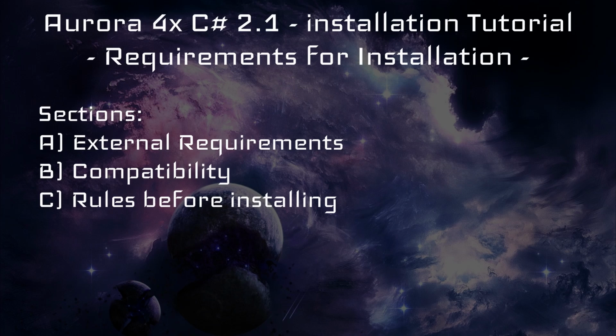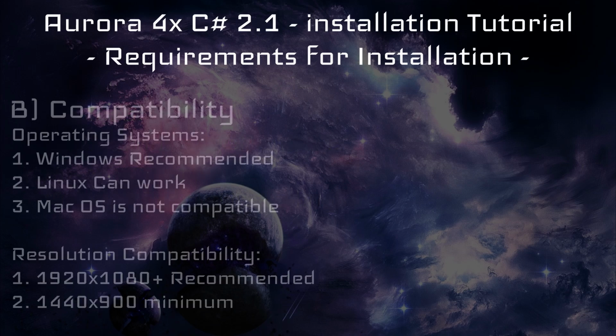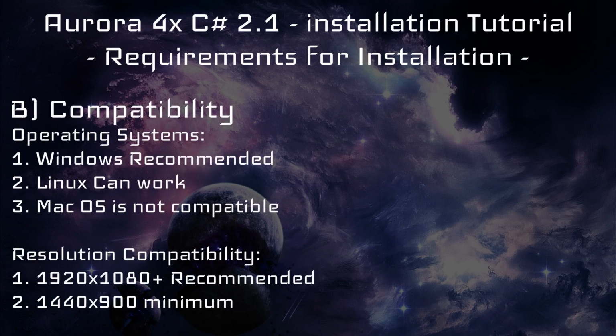Aurora for X C# has certain compatibility issues, and I will be listing what works and what doesn't. This will largely be over your operating system and the monitor resolution you have access to. As you can see on screen, the operating systems have varying levels of compatibility. In this case, Windows is the most preferred and is what Aurora was built on, and it will give you the best experience possible. Linux can work from what I understand, but you are going to have to look at older posts and information to try and get it to work. It will require extra fiddling from your side, and so keep that in mind if you do intend to try and use Linux with it.